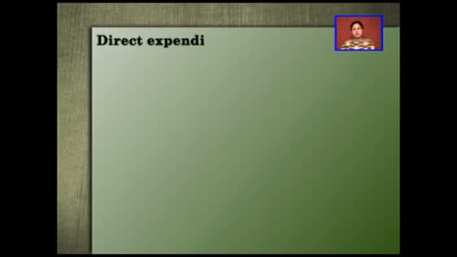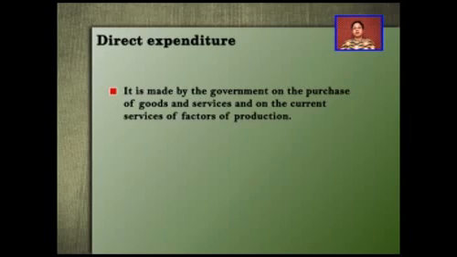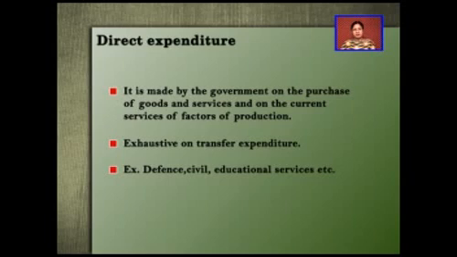First is the direct expenditure. It is the expenditure which is made by the government on the purchase of goods and services and on the current services or factors of production. It is also known as exhaustive expenditure. It is made on the maintenance of defense, civil services, educational services like schools, colleges, etc.